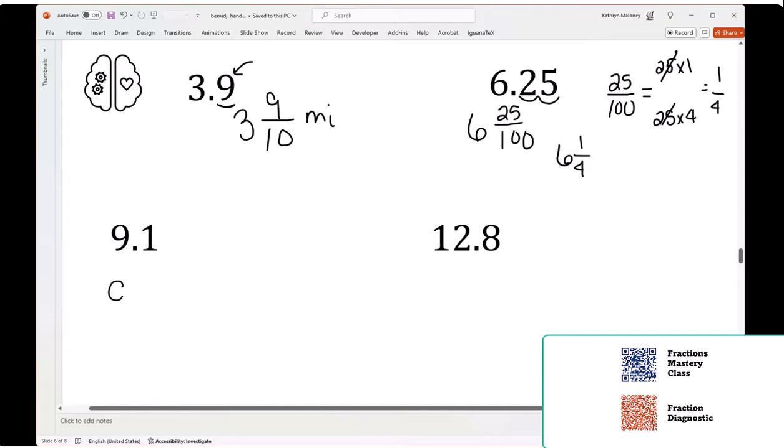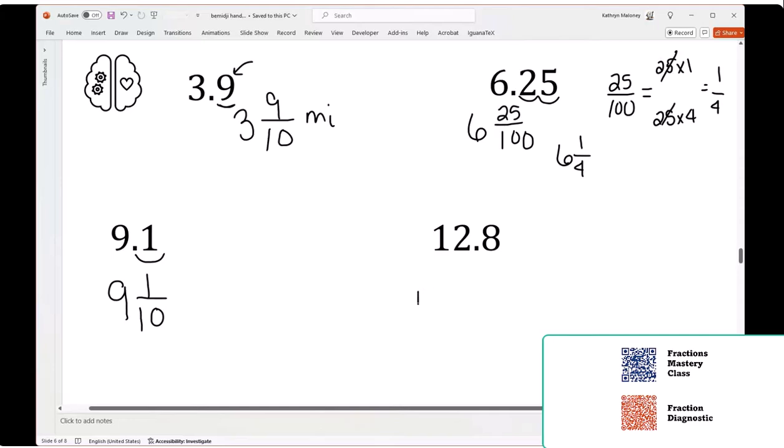The big number is 9. Okay, I'm going to make my fraction bar. The number behind the decimal is a 1. I'm going to make my 1. It's always a 1. Then I count how many decimal places I have, which is 1. 1 over 10 doesn't reduce, so that's it. 9 and 1/10. Ooh, let's look at the last one.